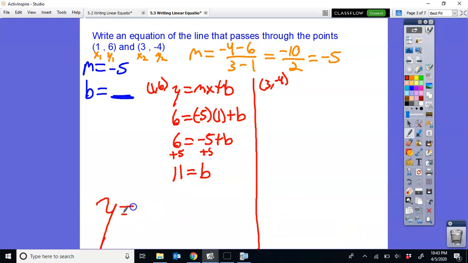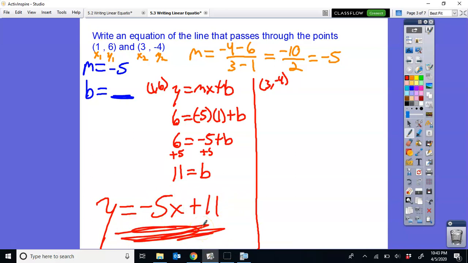So my m is -5, so it's -5x. My b is 11, so plus 11. There's my equation of my line.